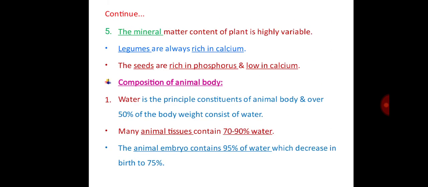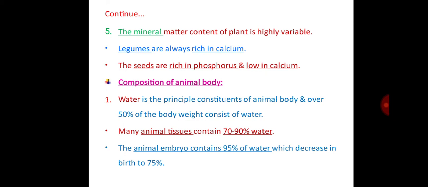The next one is the mineral. Mineral matter content of plant is highly variable. Legumes are always rich in calcium. The seeds are rich in phosphorus and low in calcium. Likewise. Then composition of animal body.